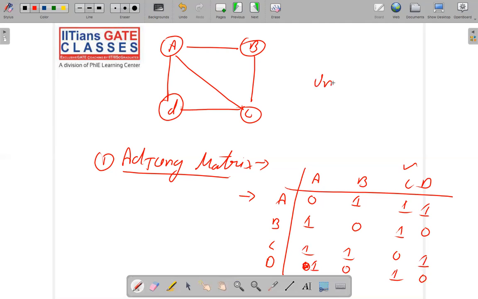If it's an undirected graph, we don't have this arrow-like structure. It means that for both AB and BA, see, this is A, B, what is BA? This is AB and this is BA. In an undirected graph, if we have an entry between AB, we will also have an entry for BA.